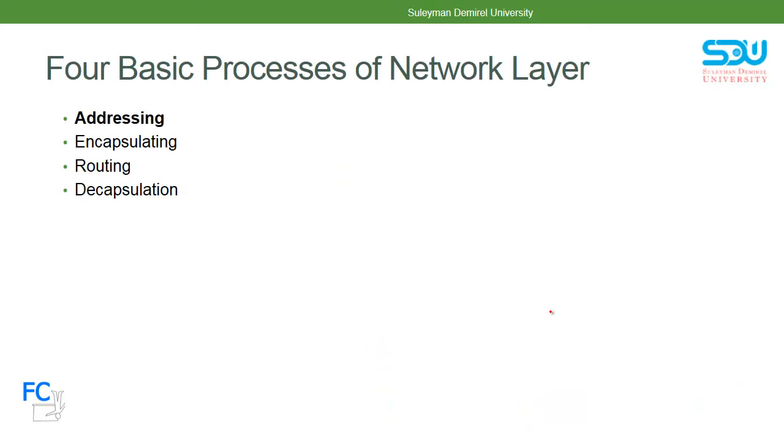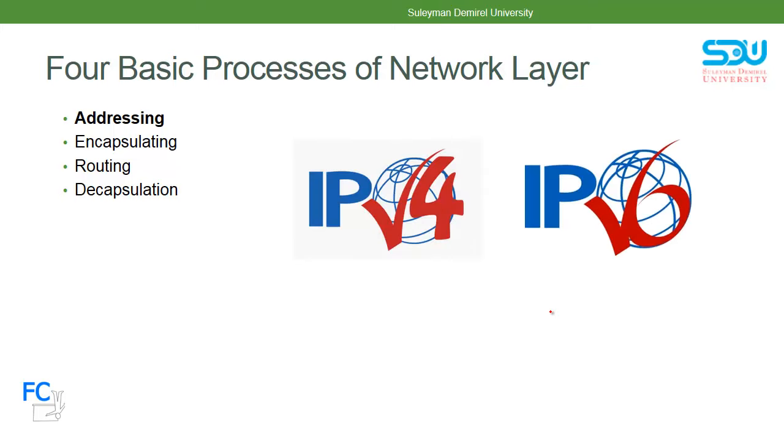Four basic processes of the network layer. The network layer is responsible for addressing. Actually, we have different types of protocols, but the most famous are IPv4 and IPv6. The difference between them, at least, we can describe as the difference in the lengths of the addressing. IPv4 has 32 bits, which gives us 2 to the power of 32 combinations of available addresses, and IPv6 has 128 bits, 2 to the power of 128.